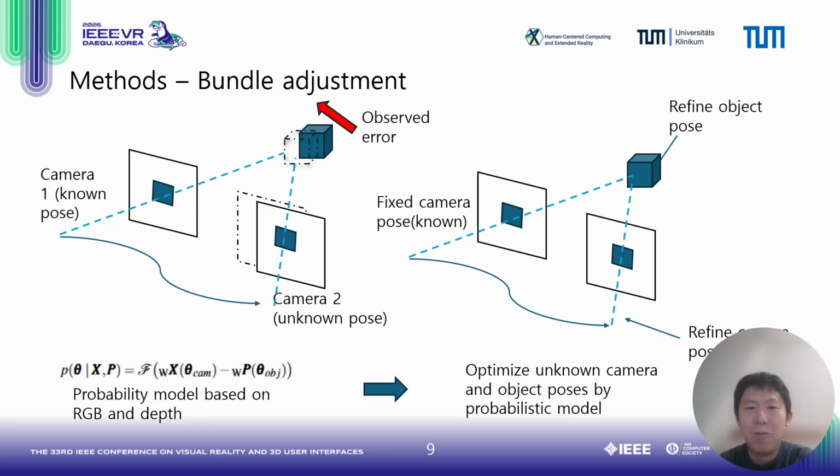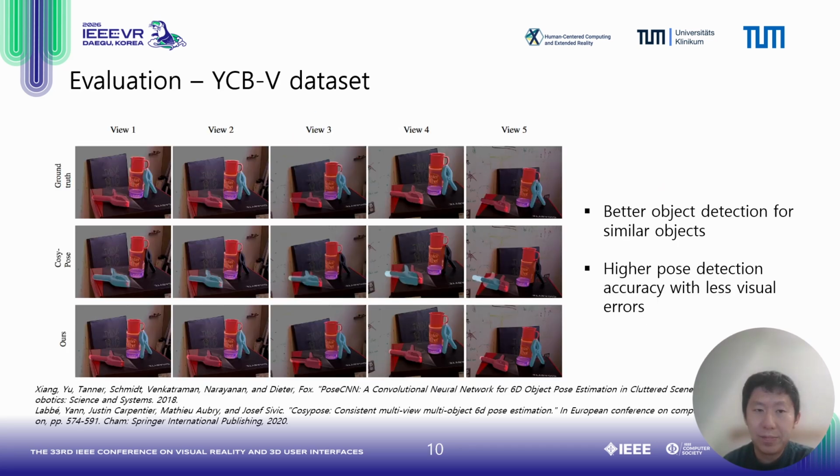We also propose a novel bundle adjustment approach. We define a probabilistic model based on the observed error in RGB and depth image. Based on the observed error, we can optimize both the object and camera pose via Newton optimization. In this scenario, we assume 1 camera has known pose and the other cameras have unknown poses. Based on the predefined cost function, we update the unknown camera pose and object poses jointly.